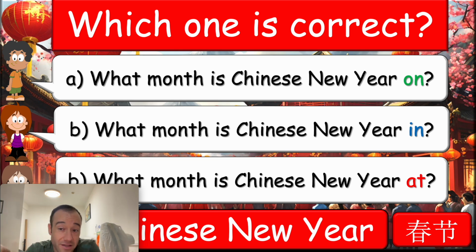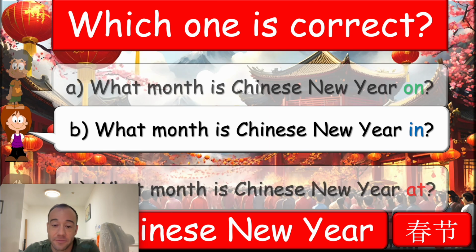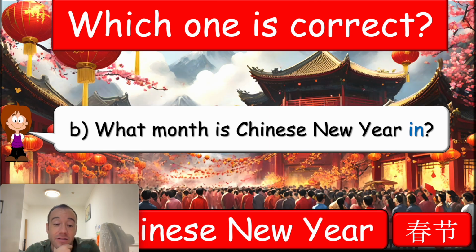So show them this slide, see if they can figure it out. Which one do they think it is? Take a poll of the class. You can even write down how many students, like have them vote for which one they think is correct, and then show them the answer. Okay, so it should be in. Okay, for months we say in. What month is Chinese New Year in? Okay, this is quite difficult for them to remember. So let's nip that in the bud, and for the rest of the lesson, they'll be using this, okay?